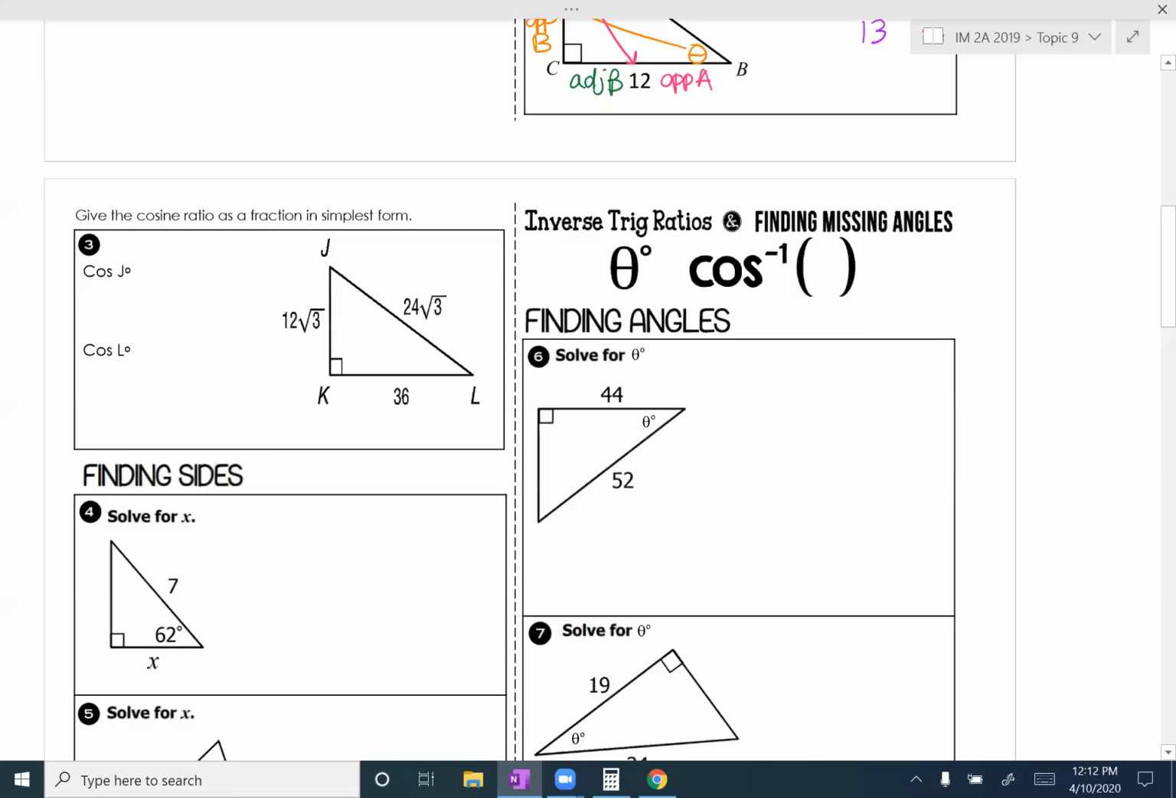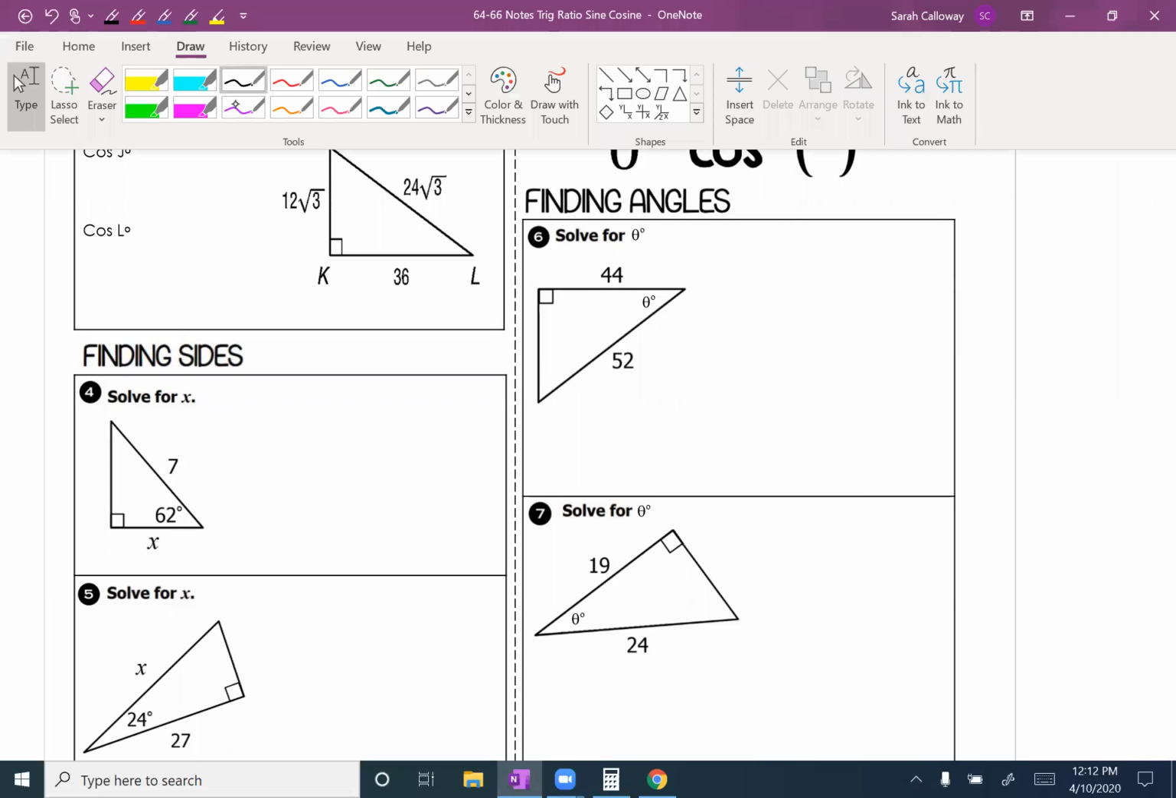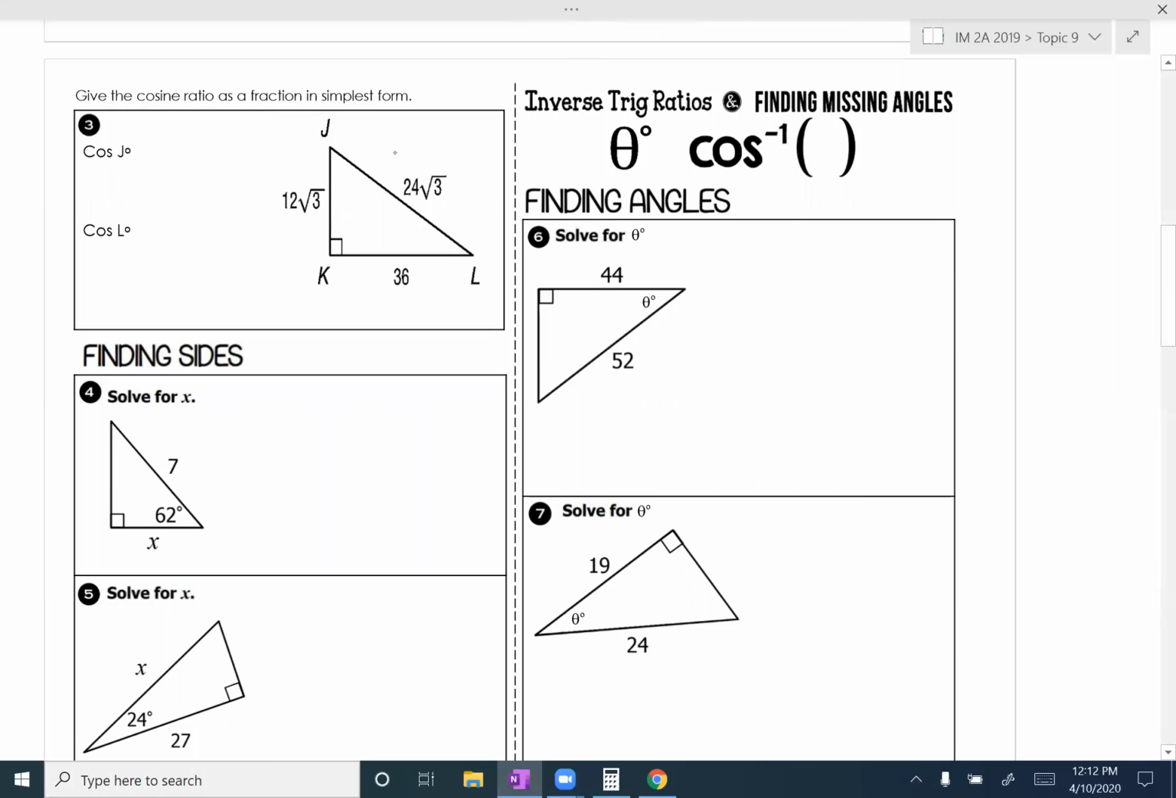So for this next page, we're going to be doing the same thing we just did, except that we have some radicals going on, so we are going to have to simplify. So those values weren't simplifiable. We weren't able to simplify them. So let's start again with identifying the hypotenuse of the right triangle. So K is the right angle. That means that this 24 radical 3 is the hypotenuse.